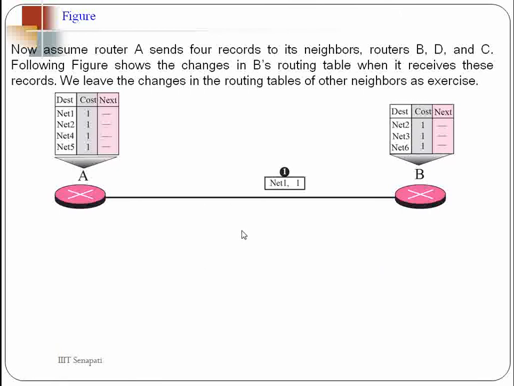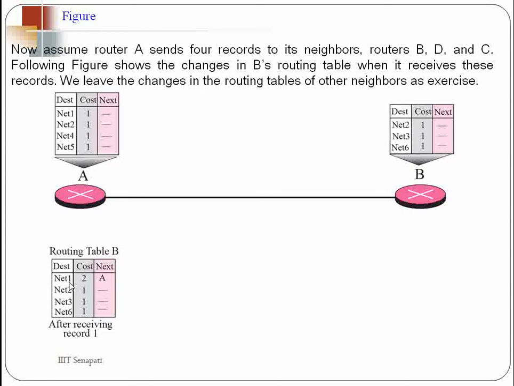See, first it will send. Network 1 was there, and here we were not having network 1. So what happened? Now you will have to make an entry for network 1. Now the cost is 2. Why? First one hop to A, and from A you can go to network 1 in one hop. So 1 plus 1, the cost is 2, and the next hop for going to network 1 is through A. Okay, you have made this entry.